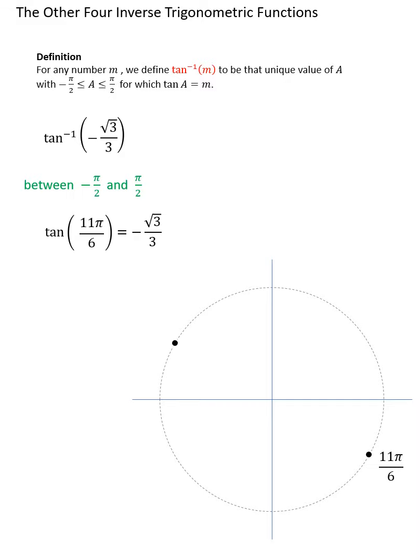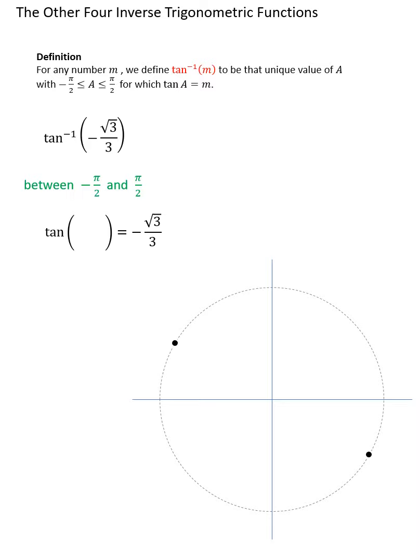11 pi over 6 terminates in quadrant 4. And the tangent of 11 pi over 6 is in fact negative radical 3 over 3. But 11 pi over 6 is not the answer here because we need something between negative pi over 2 and pi over 2. 5 pi over 6 terminates here, and it's true that the tangent of 5 pi over 6 is the value we need, but 5 pi over 6, again, is not between negative pi over 2 and pi over 2. So you keep trying things until you get something between negative pi over 2 and pi over 2.